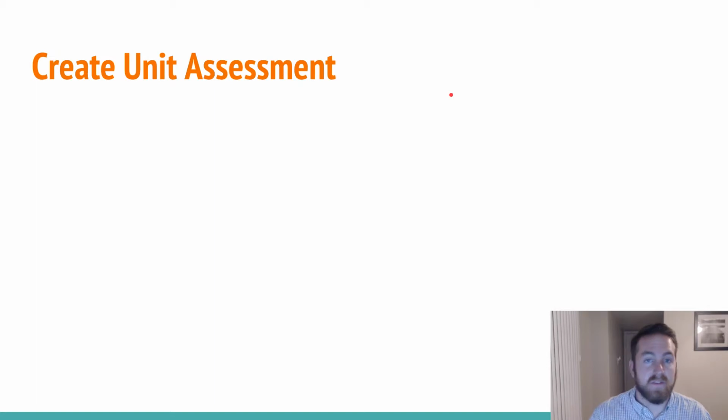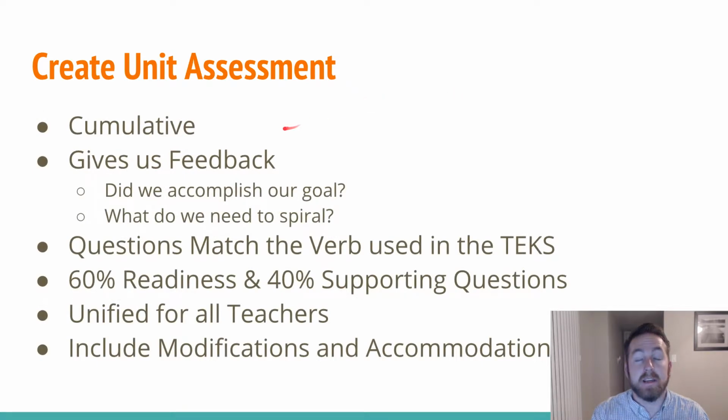So now, once we've identified what we want in our unit, now it's time to create the unit assessment. It's going to be cumulative. And as we know, that just means it's going to encompass everything that is in the unit. Now, what is this assessment going to do? Well, it's going to give us feedback. Did we actually accomplish our goal that we set for ourselves? And are the students successful? Was our student successful? And if they weren't successful, what do we need to spiral in to the next unit so when it comes time for the STAR test, our kids know what's expected of them, and we know we have prepared them adequately for that.